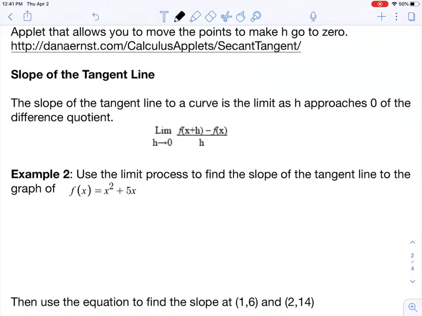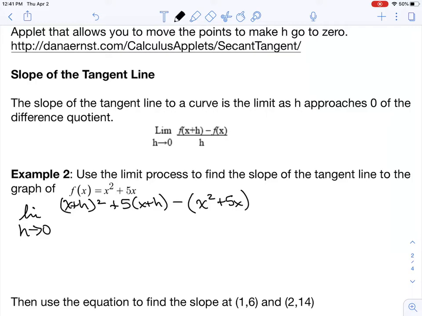All right, so we're going to use that process to find the slope of the tangent line to the graph of the quadratic x squared plus 5x. So we just plug it in, limit as h goes to 0. Pause here, and you guys try to plug it in and see how you do. And then that would be x plus h squared plus 5 times x plus h minus x squared plus 5x.